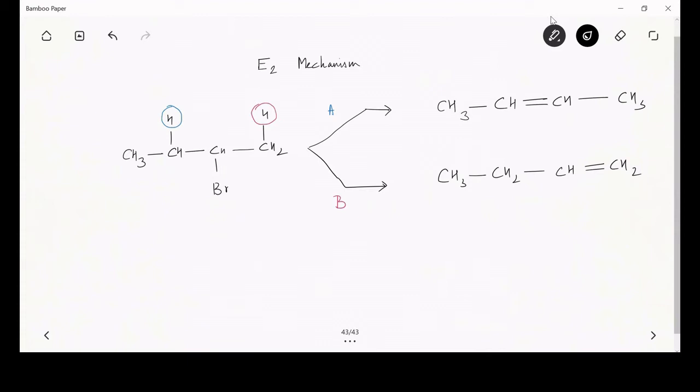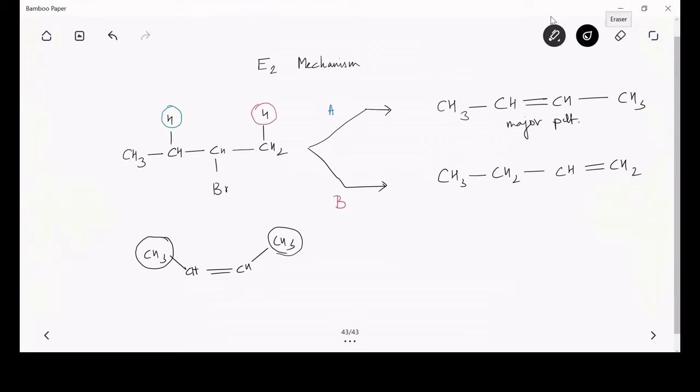In the first case, the product will be a major product. Why? Because it is the most substituted alkene. What do I mean by most substituted alkene? If I look at the structure of the first product, it is like CH, CH, CH3. So one alkyl substitution here, another alkyl substitution here, methyl substitution in both the cases.